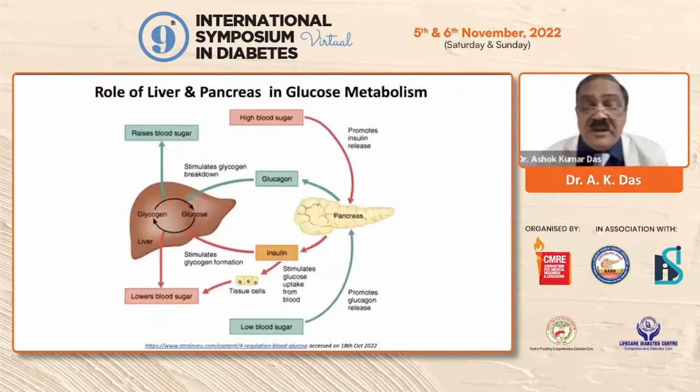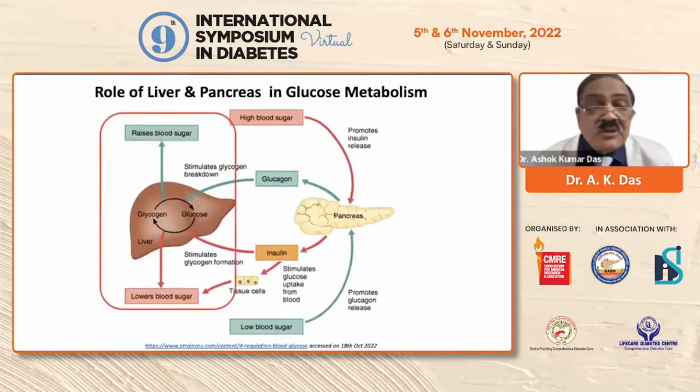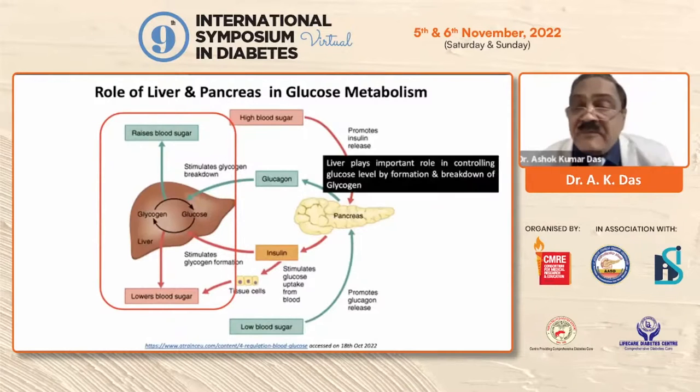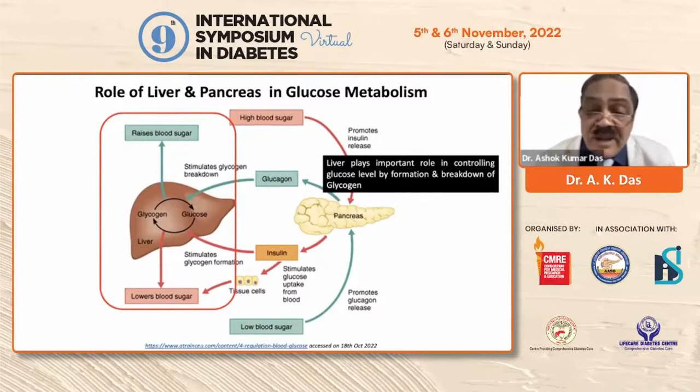Dear friends, this cartoon is very important, which shows very significantly that the liver is the storehouse for glucose and prepares glycogen. The liver plays an important role in storing glucose from the blood and also manufacturing glycogen. Now, high blood glucose promotes insulin release from the pancreas, giving rise to glucose uptake, which can lower the blood glucose. Insulin can stimulate glycogen formation and also lower the blood glucose.